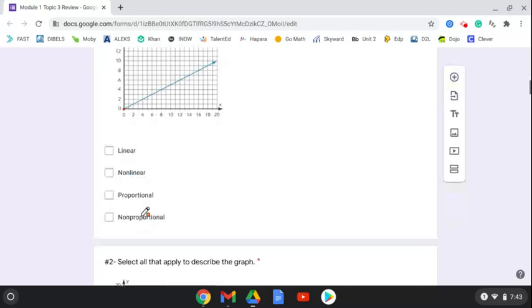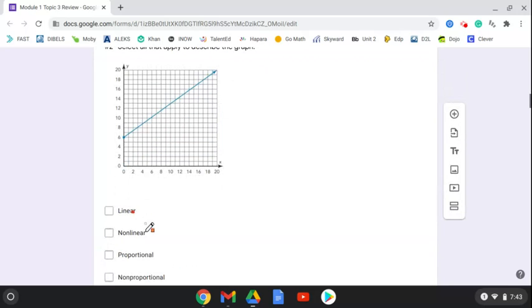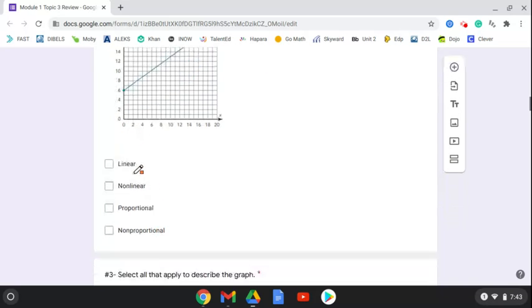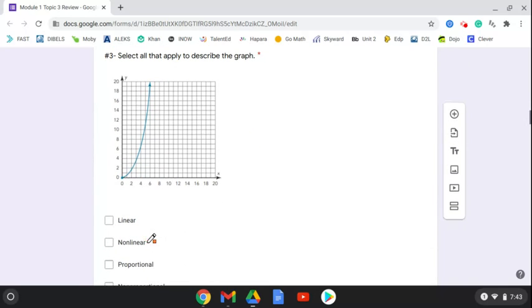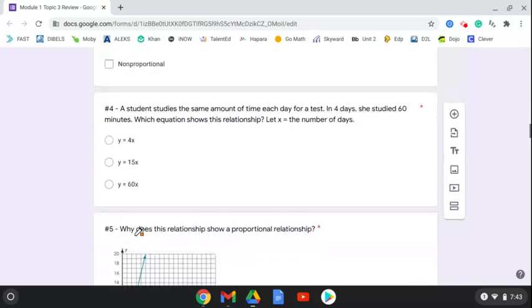And number two, it's a straight line. It's linear, but it does not go through the origin. So this one is linear, non-proportional. It does not go through the origin right there. And then in number three, this one's not a line, so it's just non-linear. And if it's non-linear, that's the only thing we select. We just select non-linear.